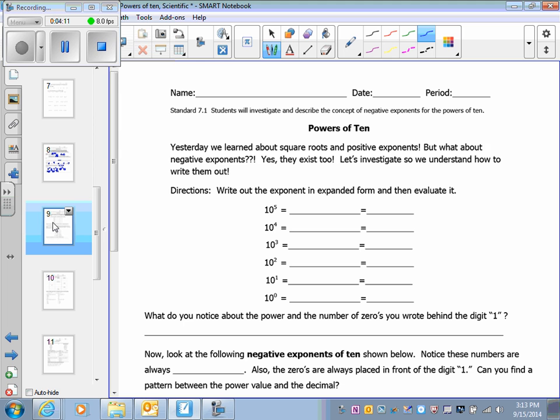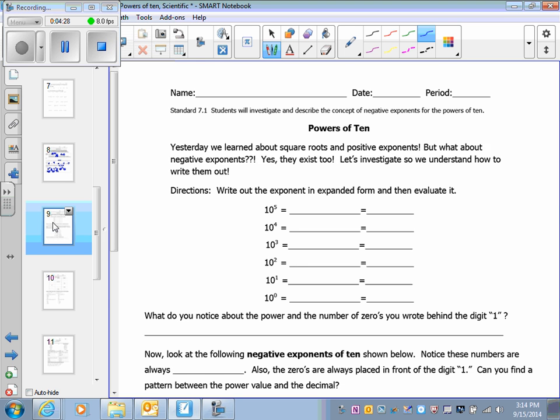So yesterday when I was here with you guys, we learned about square roots and positive exponents. Well, what about negative exponents? Yes, they exist too. So let's understand how we investigate them or write them out. Okay? So it says write the exponent in expanded form, then evaluate it.